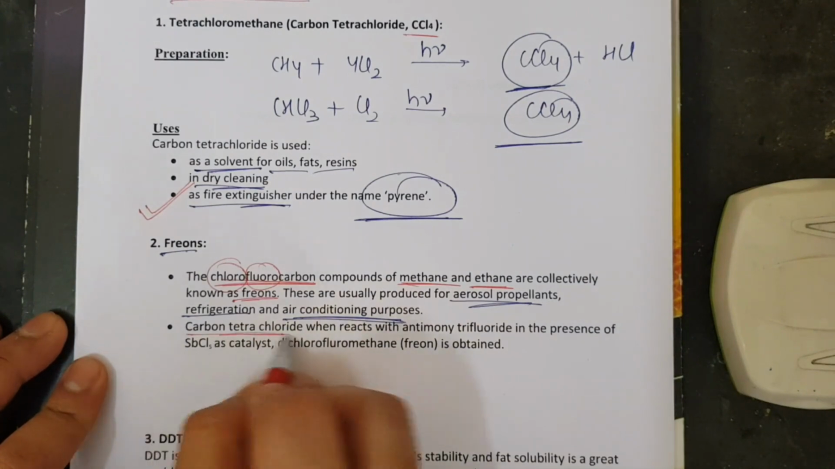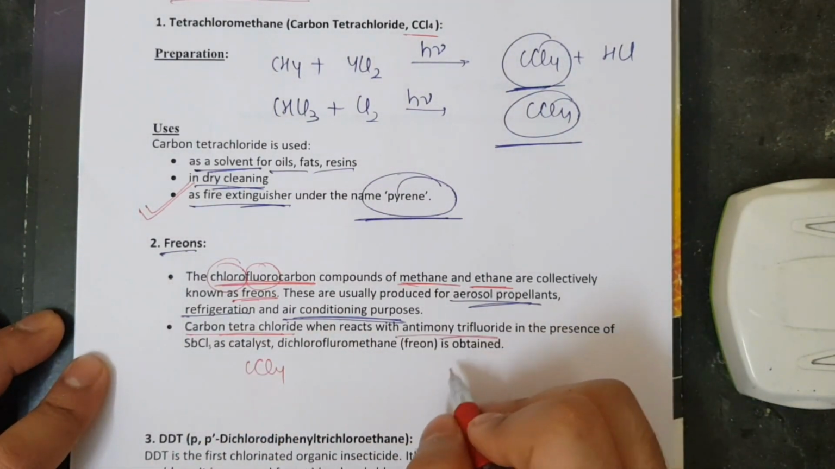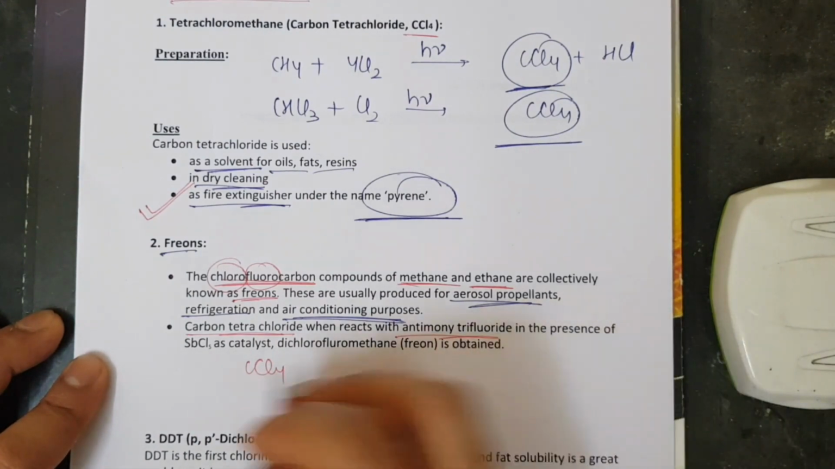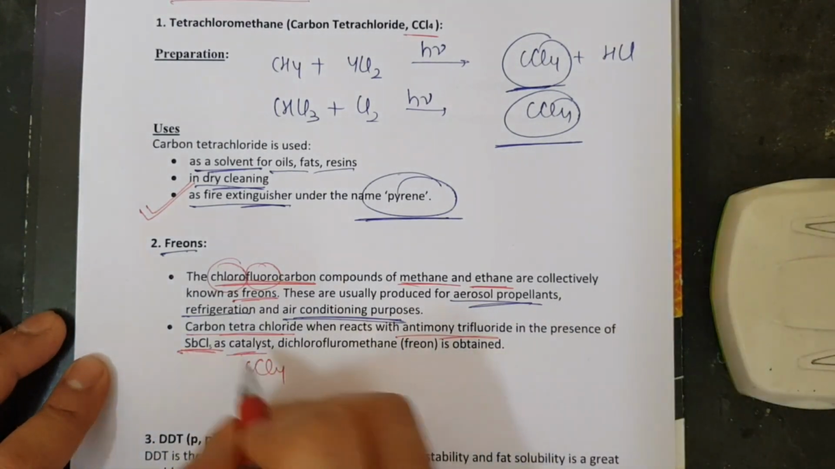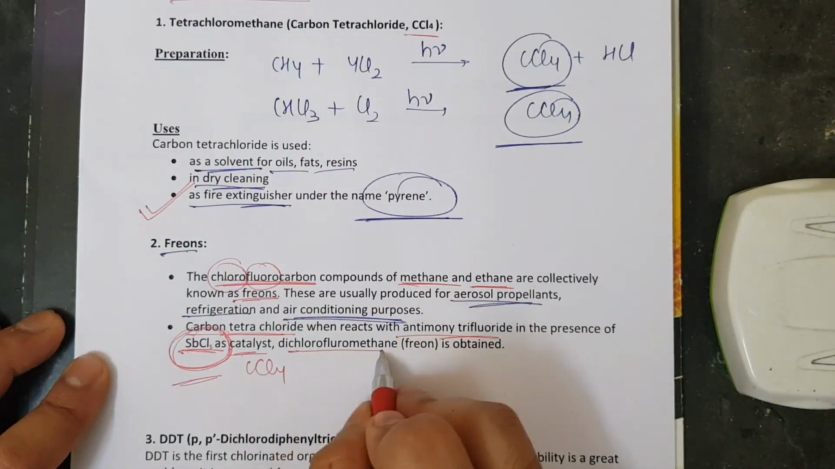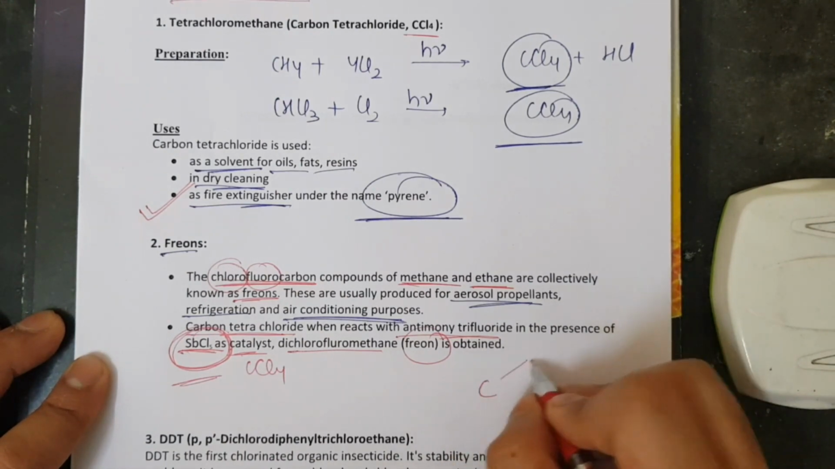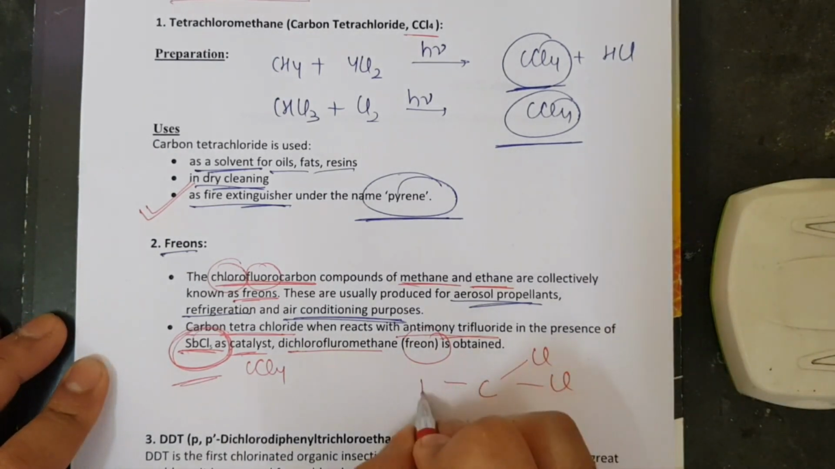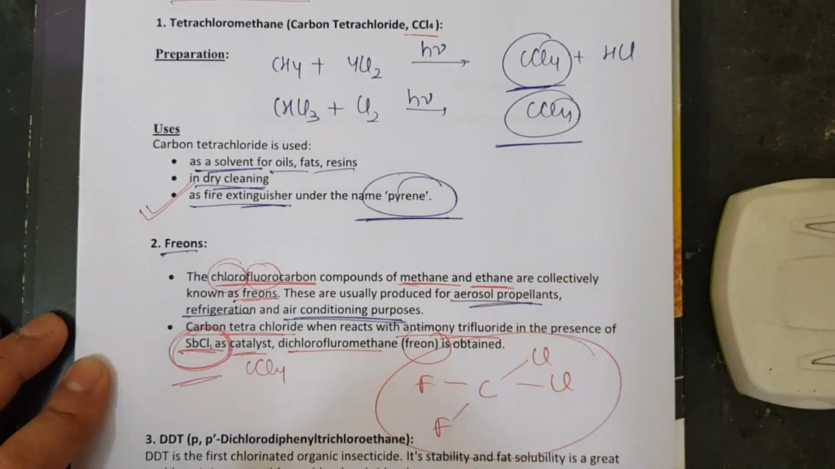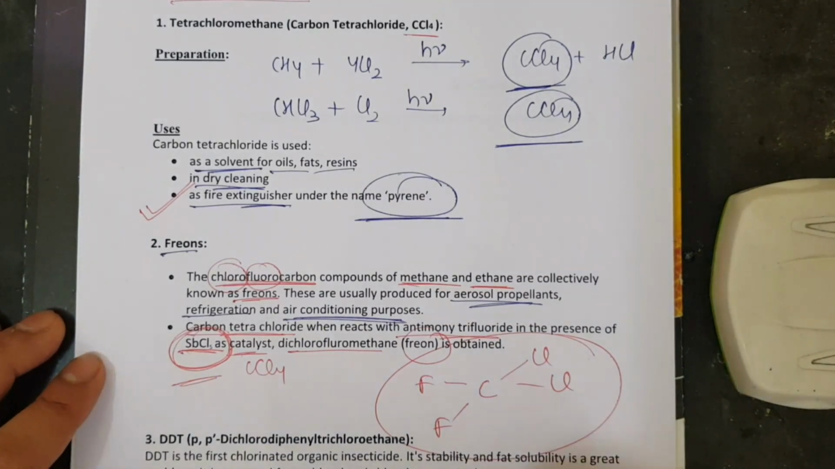Now carbon tetrachloride, that is CCl4, when it reacts with antimony trifluoride in the presence of SbCl5 as a catalyst, this is a very common catalyst, then dichlorofluoromethane is obtained. Dichlorofluoromethane means dichloro, that is 2 Cl, and fluoro. So this structure would be formed. This is also known as a freon. It has been said, derivatives of methane and ethane.